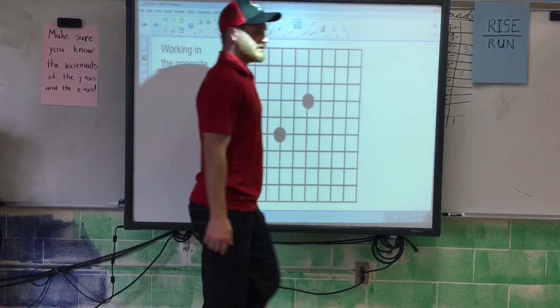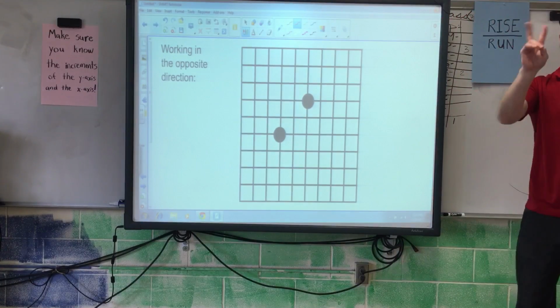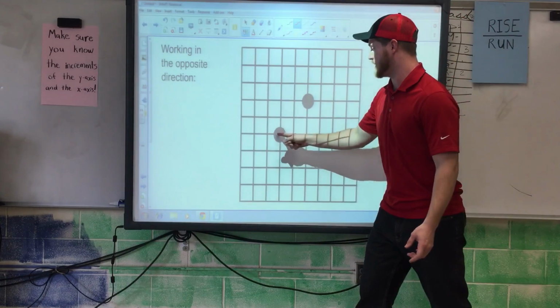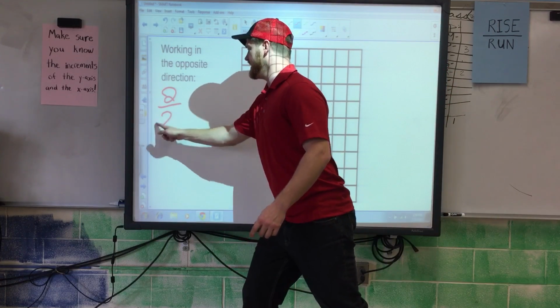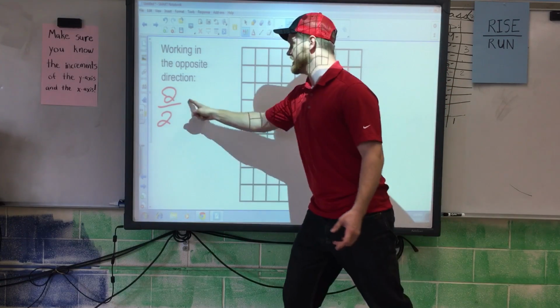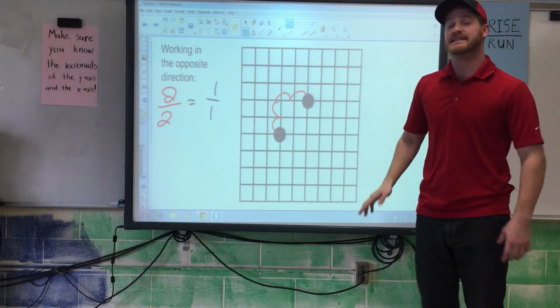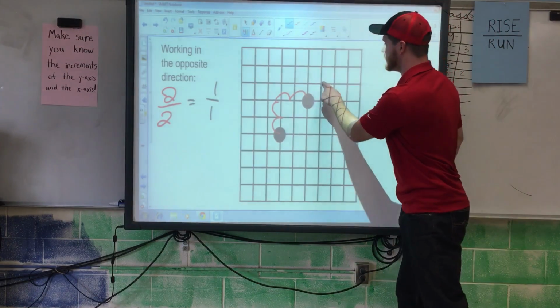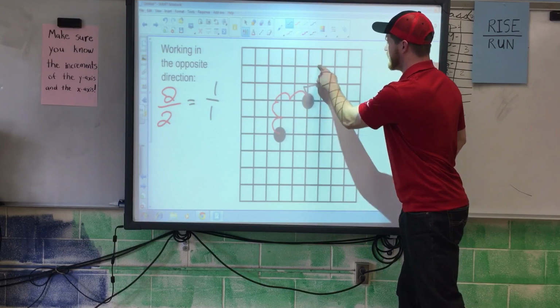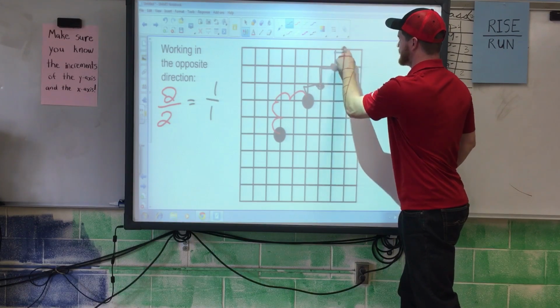Now, when we work in the opposite direction, look at these 2 points. Remember, all you need is 2 points. Let's look at rise over run. We go up 2 over 2. If your slope is 2 over 2, you know that this reduces to 1 over 1. That means every time we go up 1 over 1, up 1, right 1, up 1, right 1, there's going to be a point. Up 1, right 1, up 1, right 1. It kind of forms a perfect staircase.